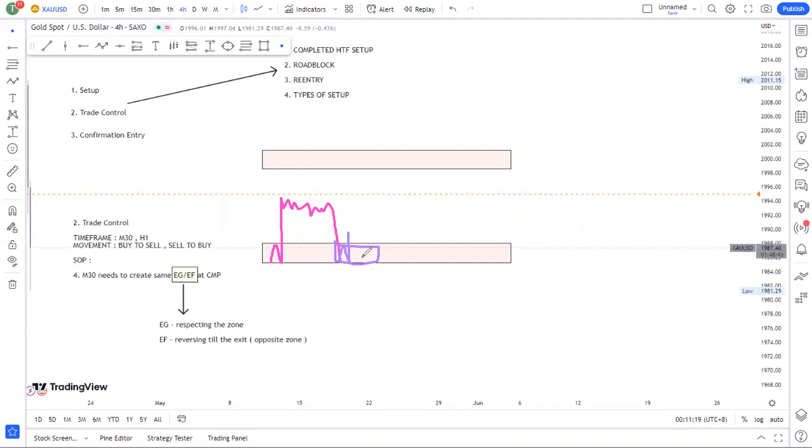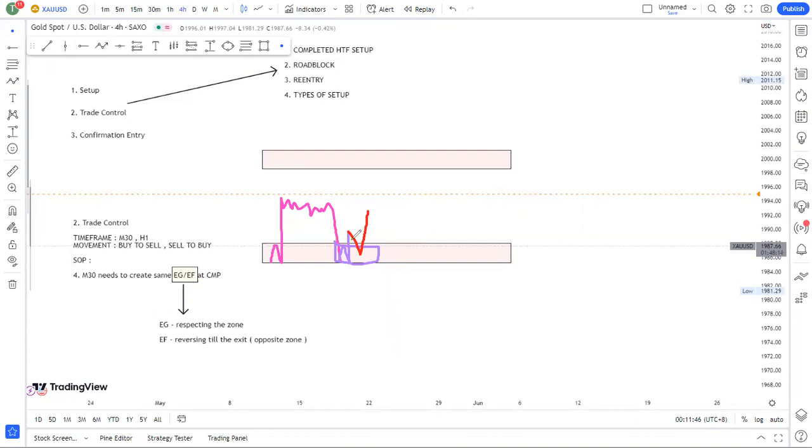It went up, no matter for short or for long. This is the meaning of respecting the zone. No matter how many pips it is, because sometimes when the price goes up again, it can boom go down with just EG. So that's why we need EF.